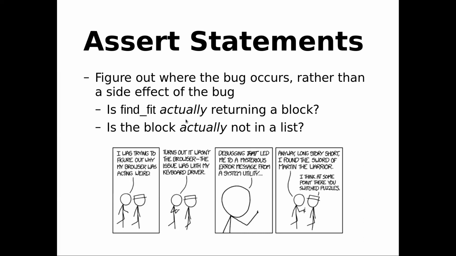So that's what I just talked about. This basically figures out where the bug occurs rather than a side effect of the bug. What that means is basically, do you want the program to segfault 2 or 3 allocations after the bug occurs, or do you want it to segfault right away when the bug occurs? And you want the former. You want it to segfault right away when the error occurs, which is why you should put as many assert statements in your code as possible.